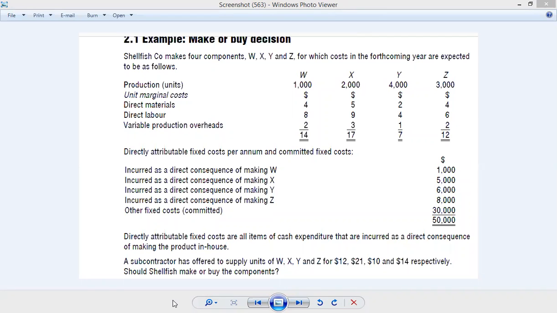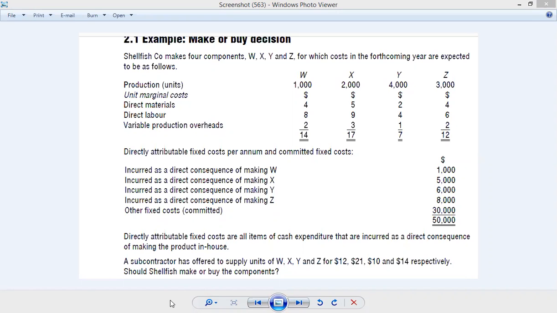Should Shellfish make or buy the components? Should they make or should they buy? How do we get it? So far, all the questions we solved had a limiting factor in the question. How do you know there is a limiting factor? There's a limiting factor when they give us the available resources. That is all.